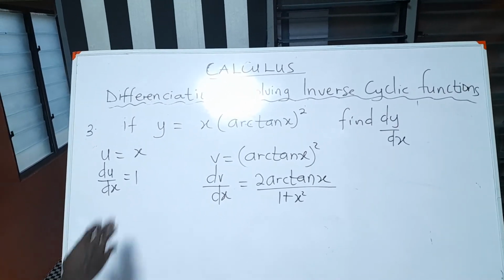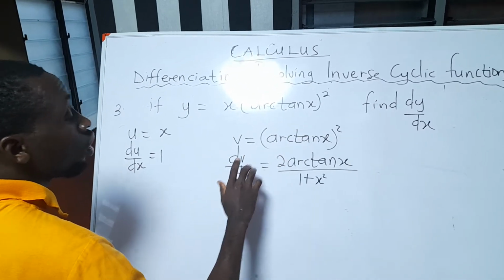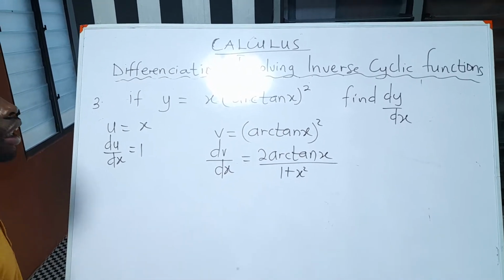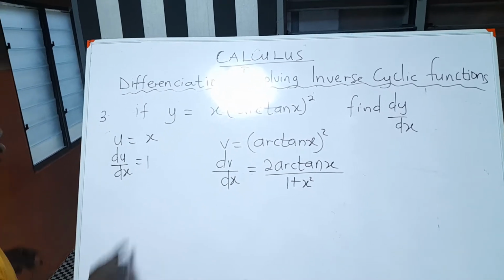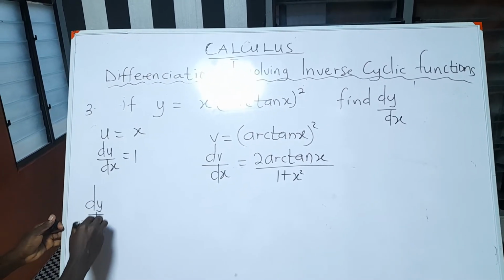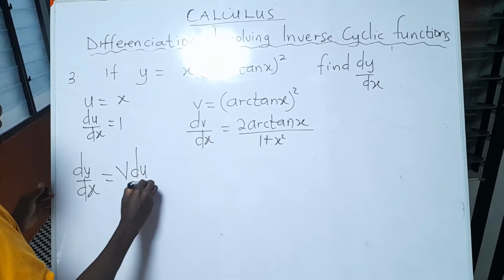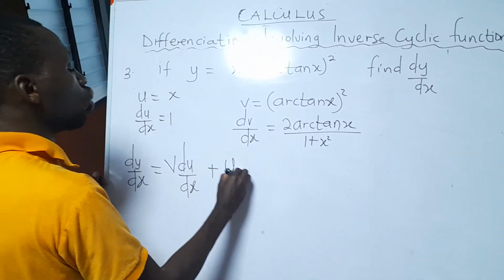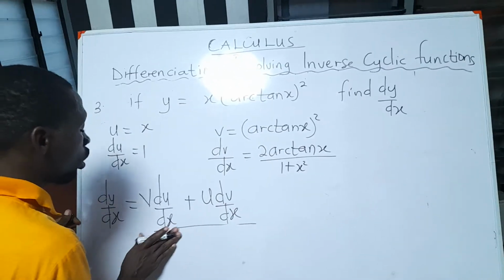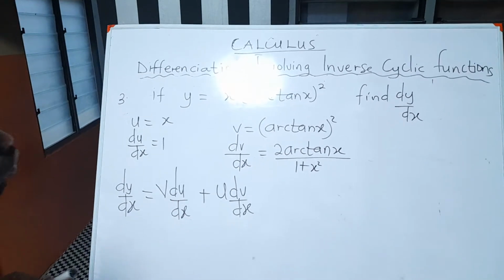So we let u be equal to x, our du over dx was 1. And we let v be equal to arctan squared of x, and dv over dx was 2 arctan x all over 1 plus x squared. So we can apply our product rule now. Our dy over dx will be equal to v du over dx plus u dv over dx. This is a product, not a quotient, so v du over dx plus u dv over dx.